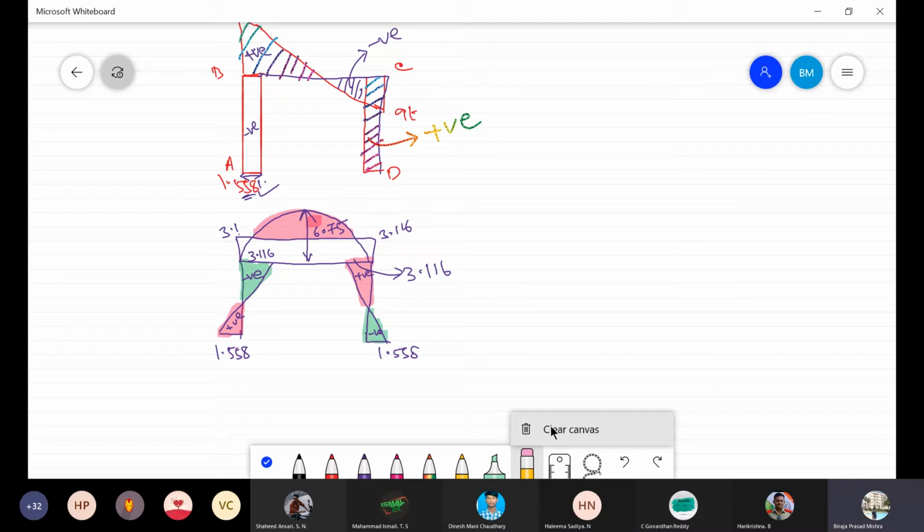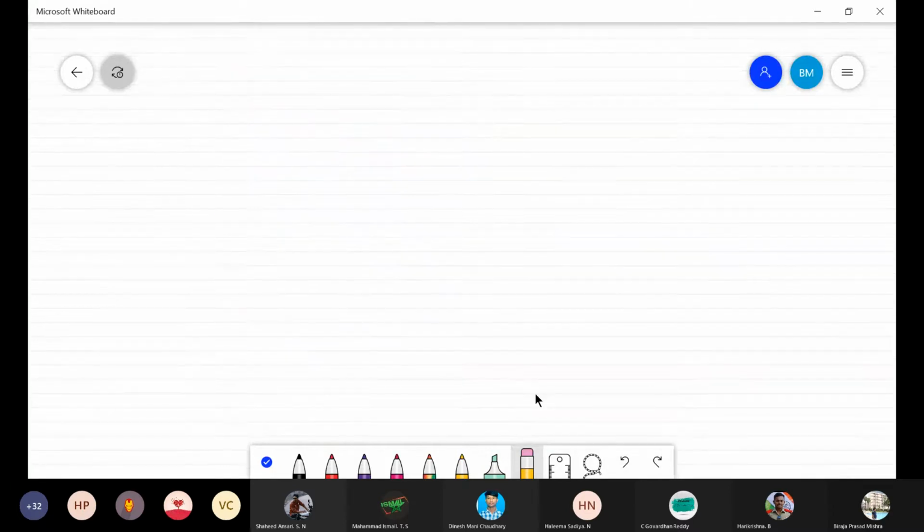So let us take a new problem for the frame analysis. That too, in which method we will do? We will do the moment distribution method. So let me check my notes. I will take a problem from there. Got this one.